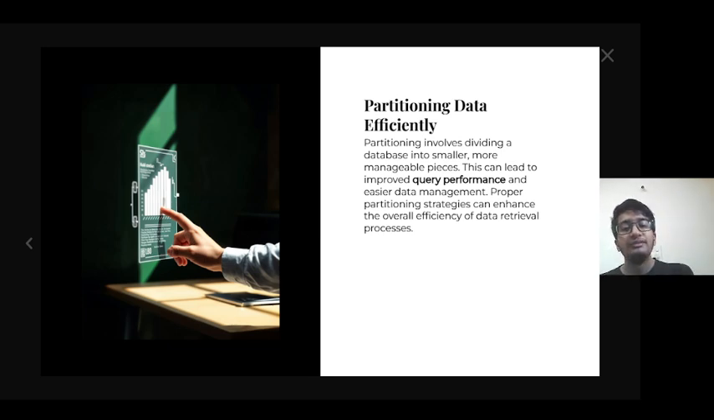Then materialized views. Instead of recalculating results for frequently executed queries, a materialized view stores pre-computed results. This is useful for complex aggregate queries that would otherwise take a long time to compute.